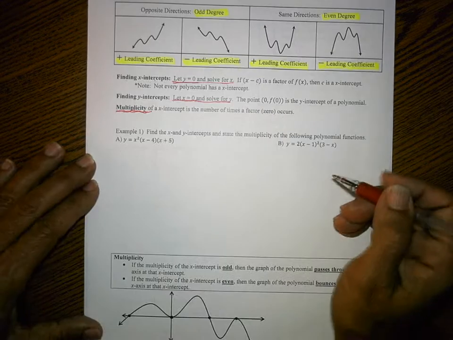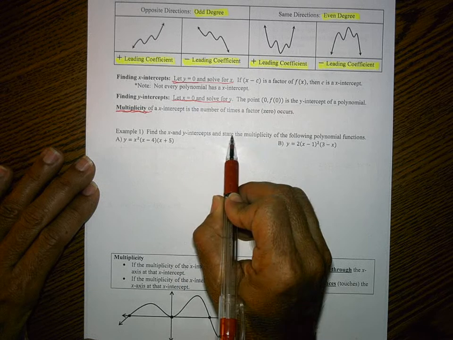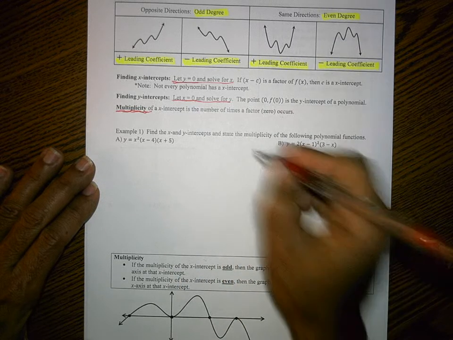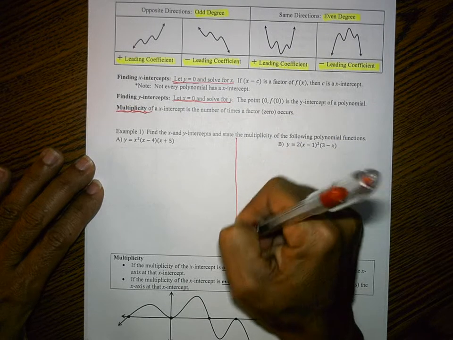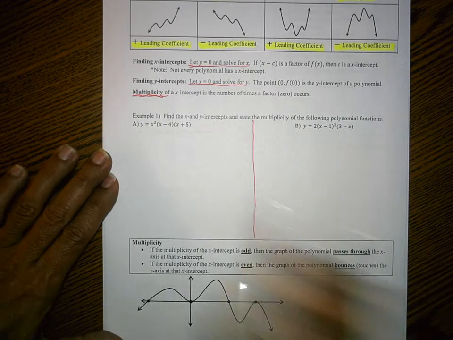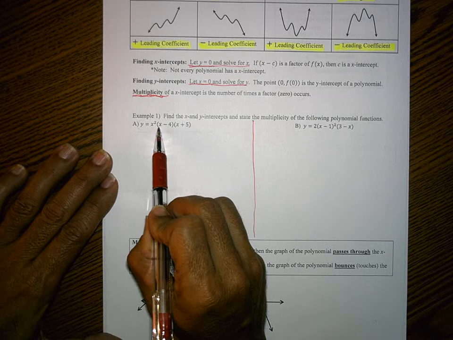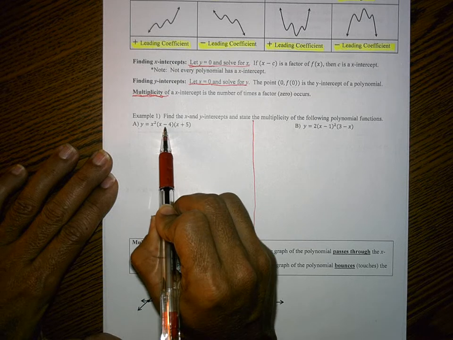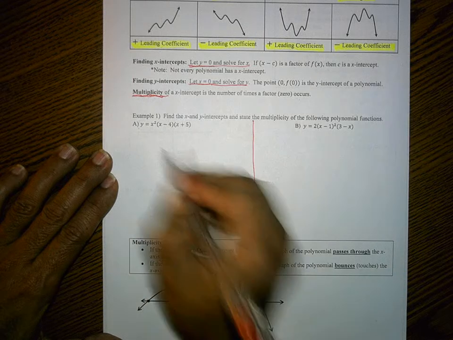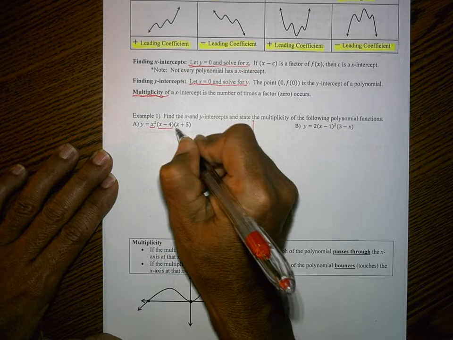So, here we go. Find the x- and y-intercepts and state the multiplicity of the following polynomial functions, okay? So let me go ahead and separate here because I write big and I want to put a division there. Okay, so y equals x squared times the quantity x minus 4 times the quantity x plus 5. I have three separate factors. I have this factor, I have this factor, and I have this factor.